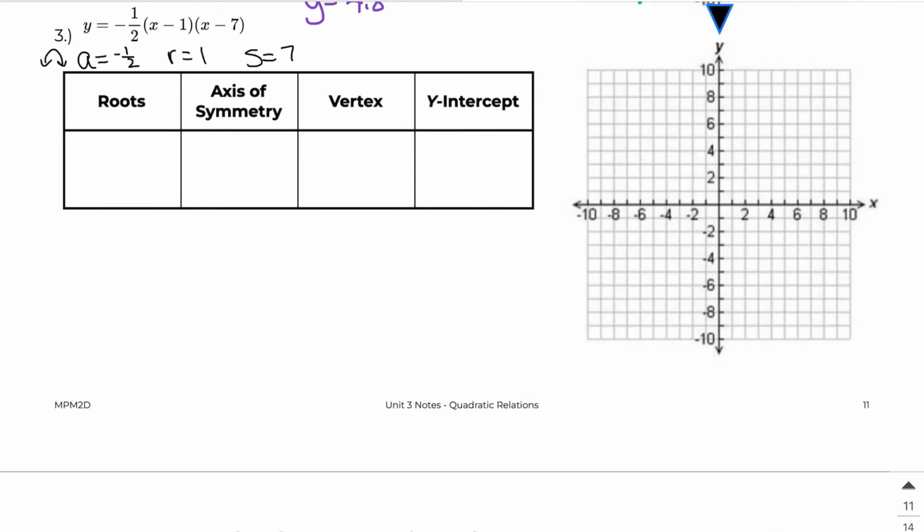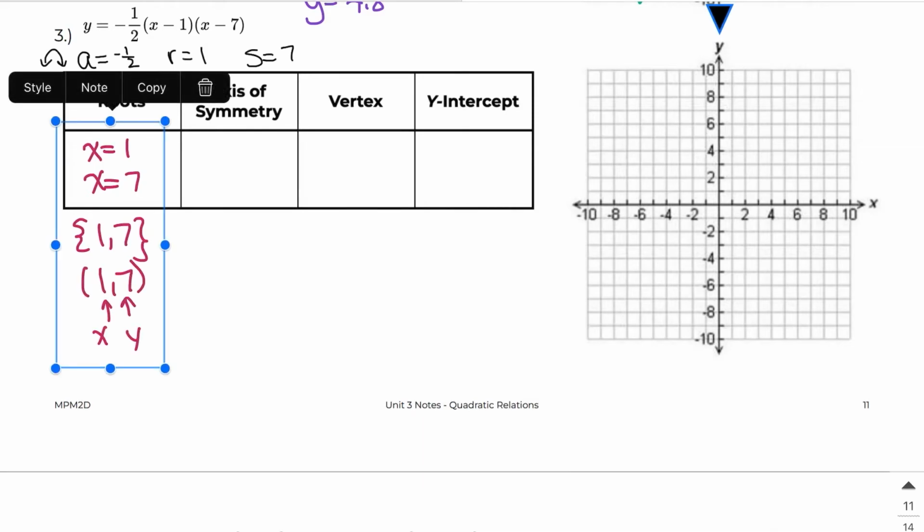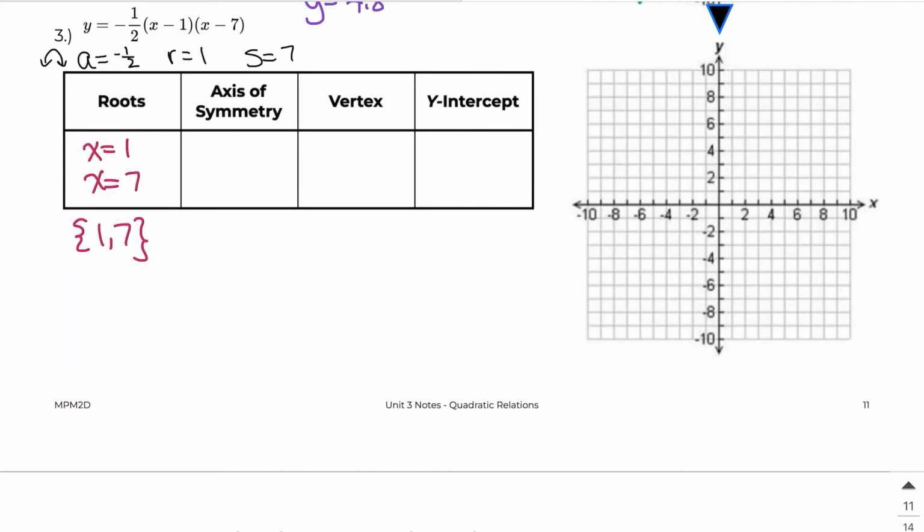Please go ahead and write out your roots. So your roots should be x equals 1 and x equals 7, or you could write it out as {1, 7} in these set brackets. Okay, it's really important that you don't write it out like this, because this means x is 1 and y is 7, which is not the same thing.